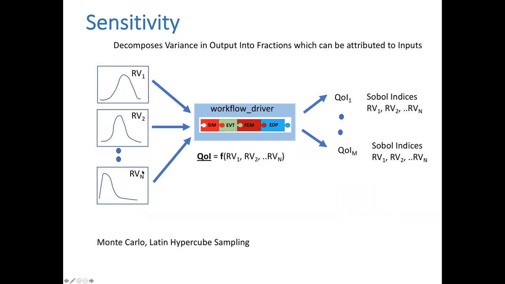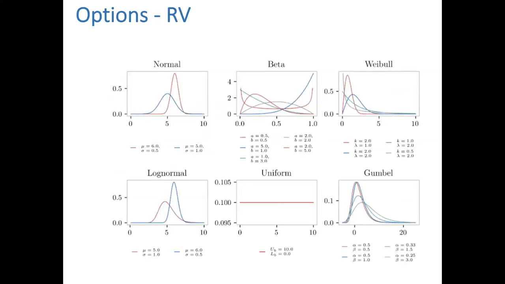Sensitivity, this is the one application, this is the thing I just ran. Again, we gave it the random variable distributions. My workflow driver is going to run multiple times. And what it's going to produce is, for each quantity of interest, it's going to tell you what the Sobol indices are for each random variable. These Sobol indices give you a measure of how much that random variable is affecting the response. And then here are the options for our random variables.